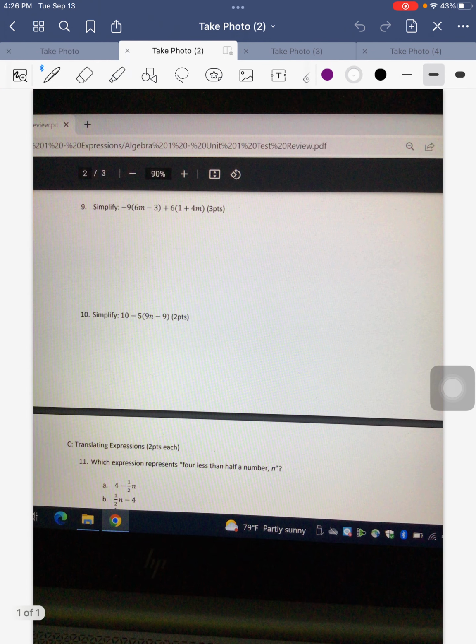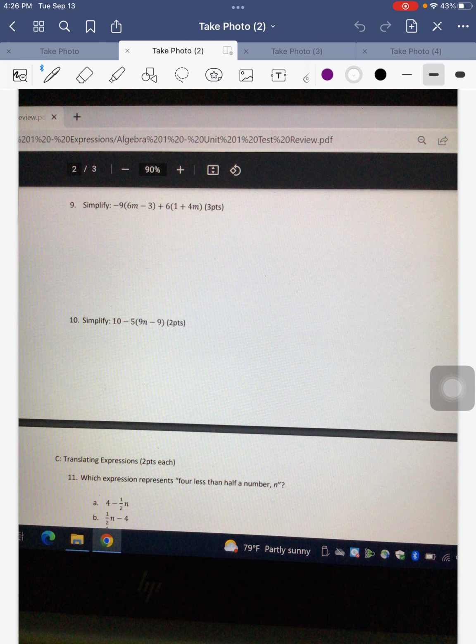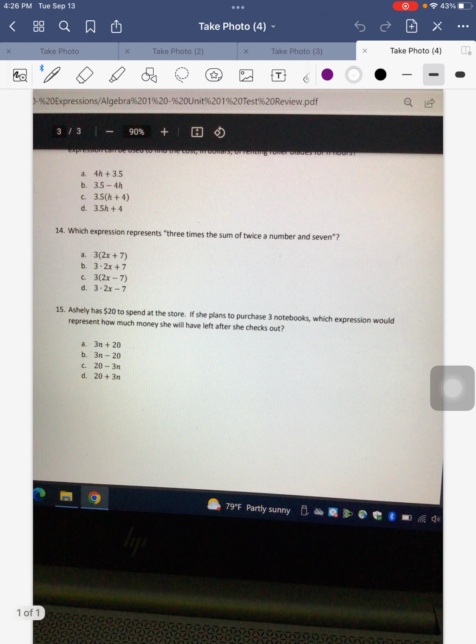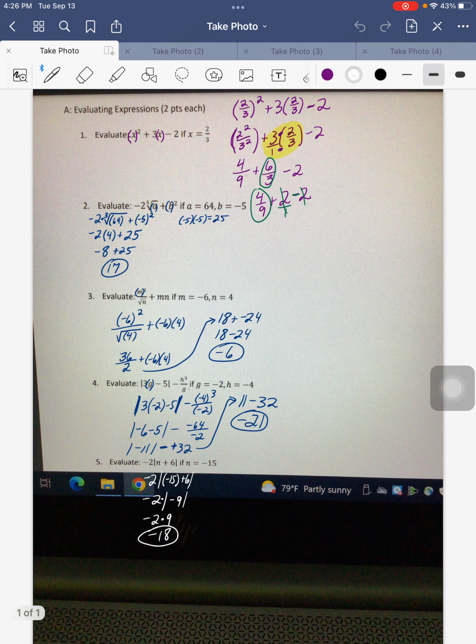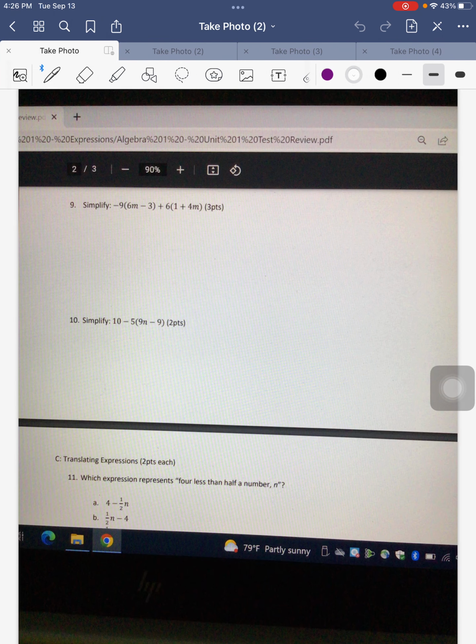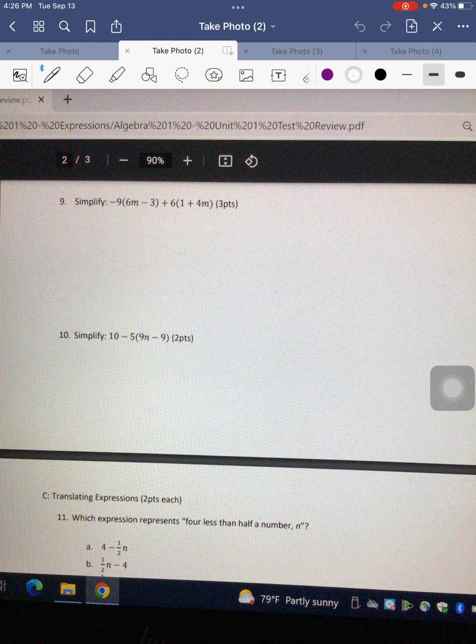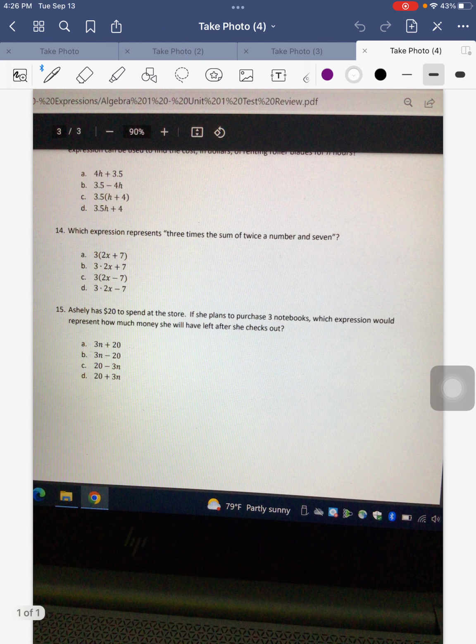Let's move on to the next page. That is not the next page. Uh-oh. I do not have the next page on here. I will have to do a separate video for that. So the next page that I have here is number 9. Let me see what we got. Let me do number 6.